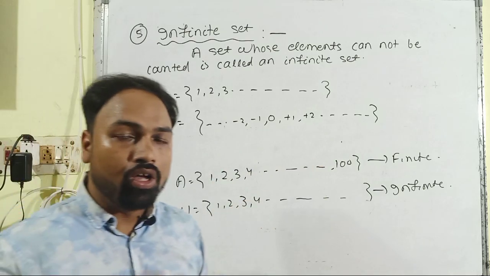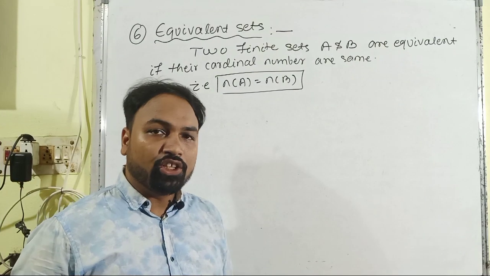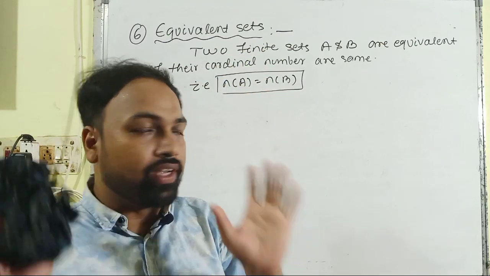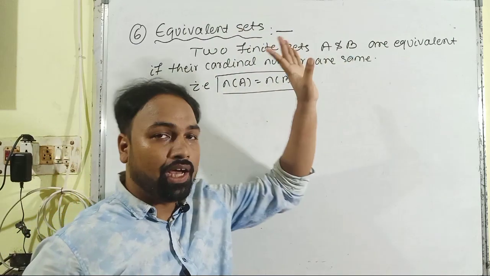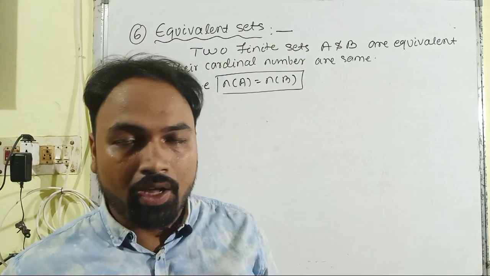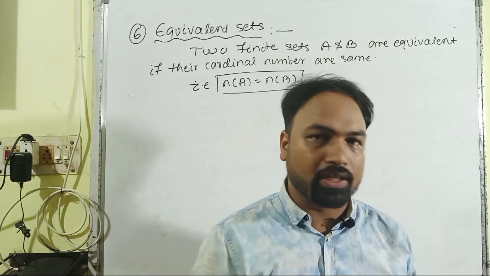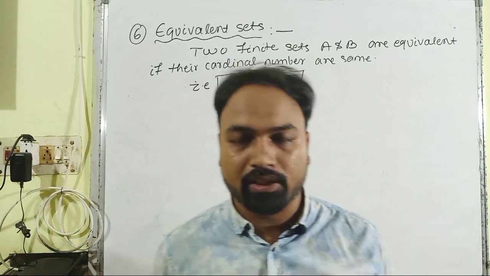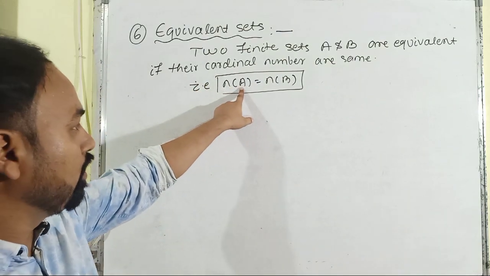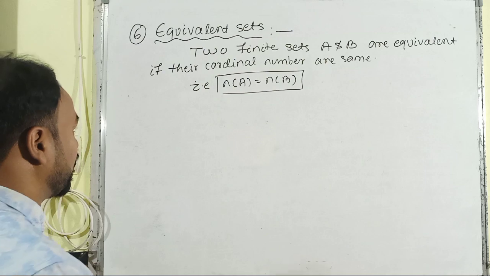Then let us move towards the equivalent sets. The definition of equivalent sets tells that two finite sets, that means we have to consider only two finite sets, A and B, are said to be equivalent sets if they are cardinal or same. That means if both of them contain the same number of elements, the total number of elements present in the first set must be equal to the total number of elements in the second set, and we can represent it symbolically: the number of elements in the set A must be equal to the number of elements in the set B. Let us take an example here.